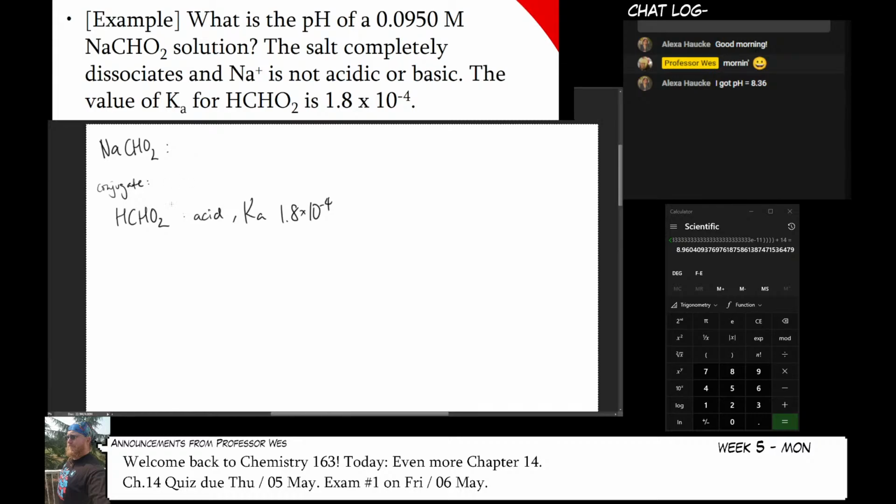And the conjugate of formic acid, sodium formate, is a base, but I don't know its Kb. But I do know that Ka times Kb is Kw, so Kw over Ka must be Kb. And we already solved for this earlier, so I'm just going to put the number up here. You can go back to the beginning of the lecture to see where we solved for that number. And then we just do it like it's a weak base problem. Well, we've done tons of these already.